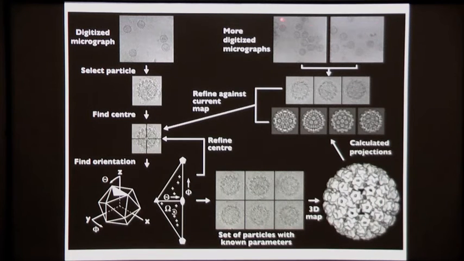And then you start introducing more micrographs, more particles, find their centers and orientations, larger sets of particles, better maps with higher resolution, and you cycle round this kind of iterative procedure. I say it's not done quite like this in RELION, but the principles, I think, are somewhat similar.